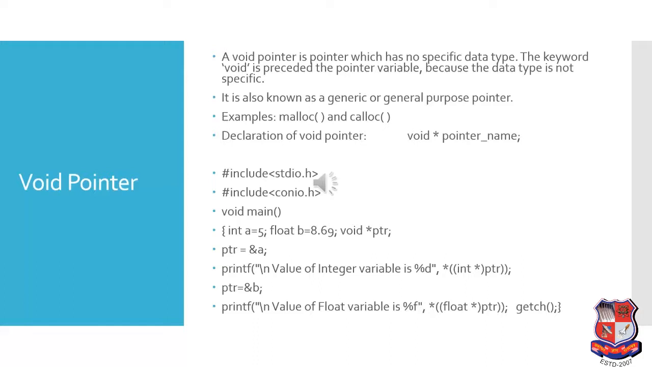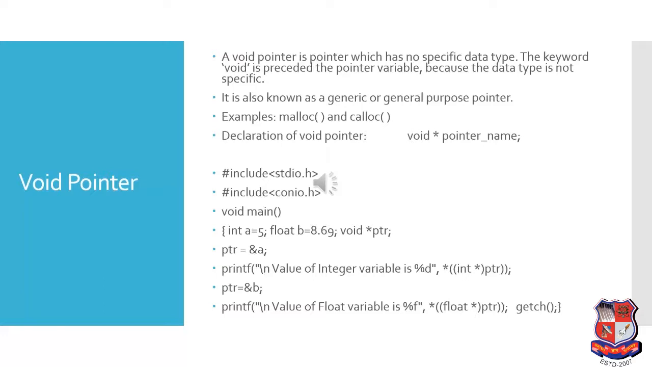Now your malloc and calloc functions always return a void pointer. So how to declare a pointer as void? Instead of the data type, you write the keyword void: void asterisk and the variable name. Clear? Let's see a C program. Within main, we have declared two variables, A of type integer and B of type float. And then I have declared a void pointer ptr.